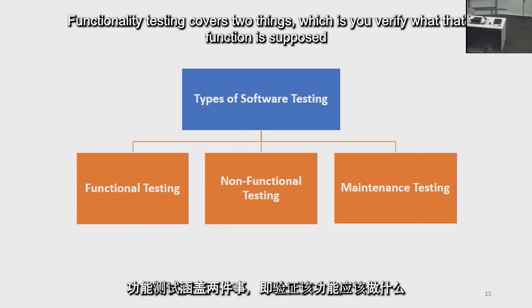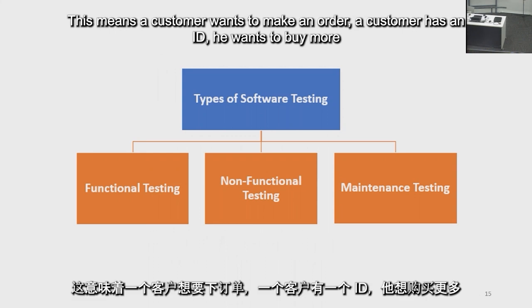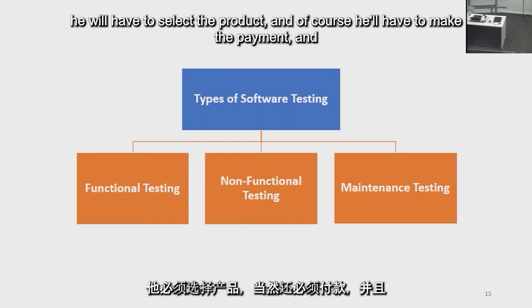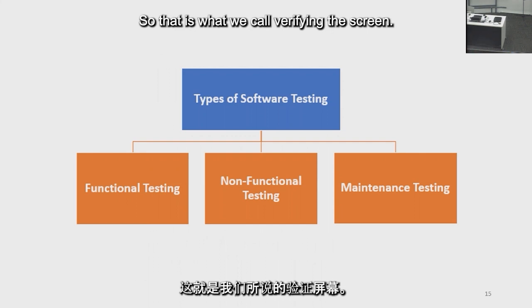Functionality testing covers two things. You verify what that function is supposed to do. First, you understand what the function is supposed to do. Understand means a customer wants to make an order. A customer has got an ID. He wants to buy more than one product, at least a minimum of one product. If he's going to make that order, he will have to select the product, and of course he'll have to make the payment, and he'll have to specify. So I'm understanding that operation, right? So that is what we call verifying the function.